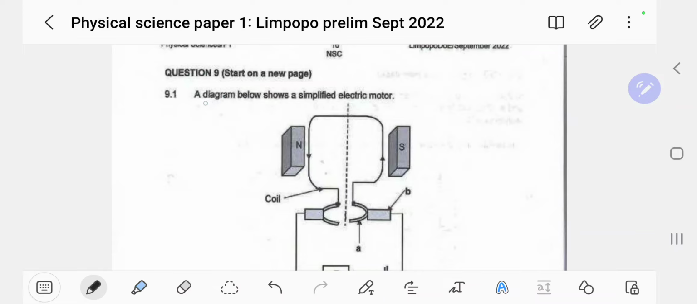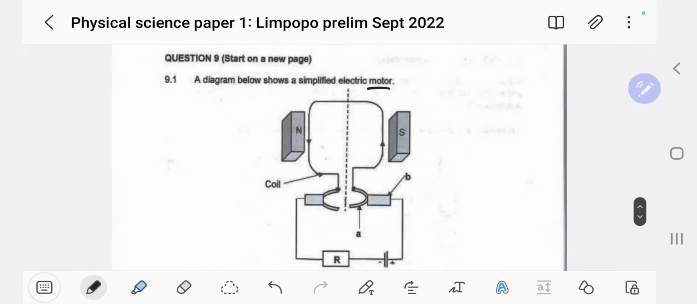Now, question 9 says, a diagram below shows a simplified electric motor. Okay, what is it? It's a motor. Now, which type of motor? You look here. Now, we have a split ring commutator, so that becomes a DC motor. Those are the things that you need to quickly do. All right, so that is fine.